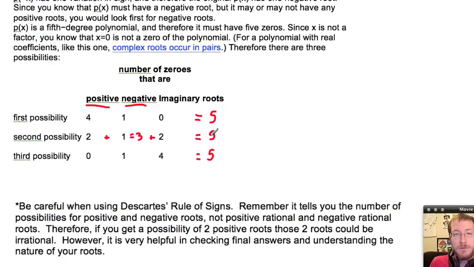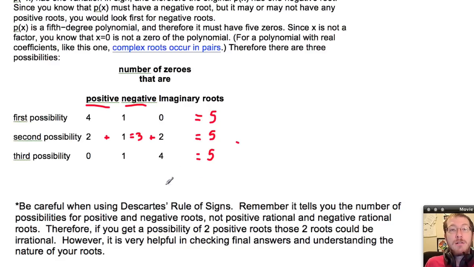So then we would have 2 imaginary roots. And likewise, 0 and 1 is 1, so we would need 4 imaginary roots for that possibility. Okay, so again, Descartes' rule of signs doesn't tell you any specific roots, doesn't necessarily narrow down our list, except for the fact that it tells you the possibilities of the number of positive, negative, and then imaginary roots.